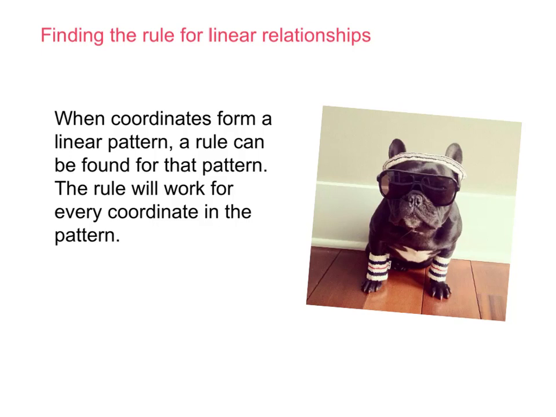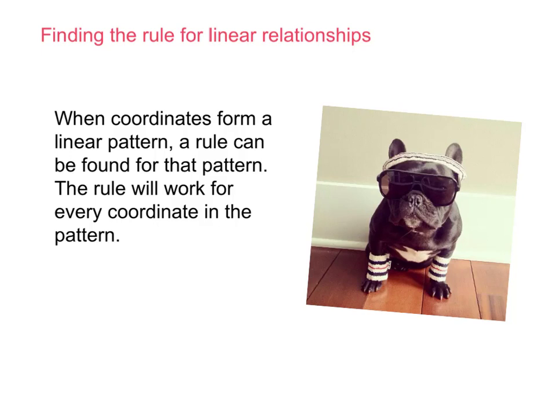Writing this down, guys. All I'm saying is, when coordinates follow a linear pattern, you should already know this, a rule can be found for that pattern. That rule will work for every coordinate in that pattern. So we've kind of looked at that. You've established that idea. Today you are going to learn how you actually find and derive that rule from the value tables that you've been given.